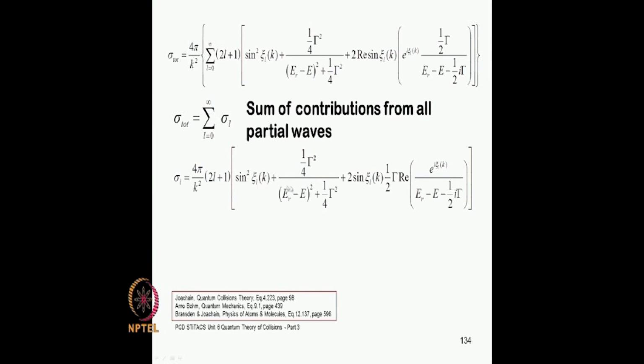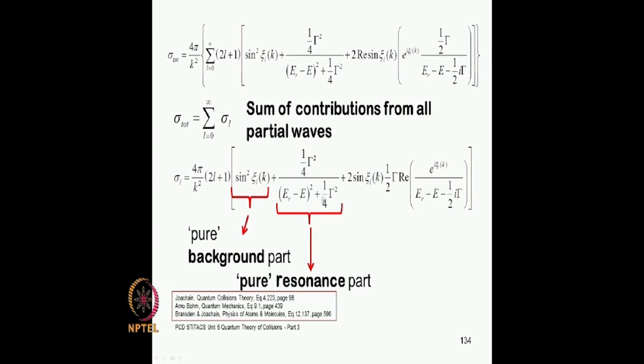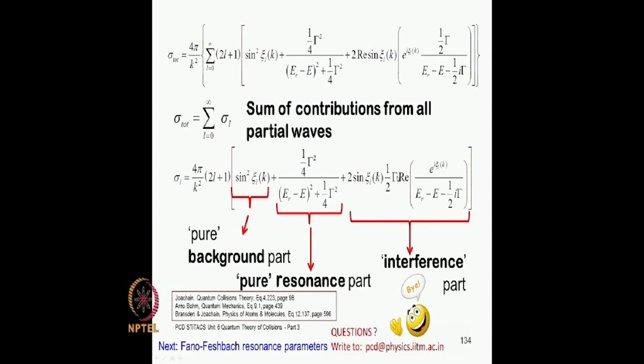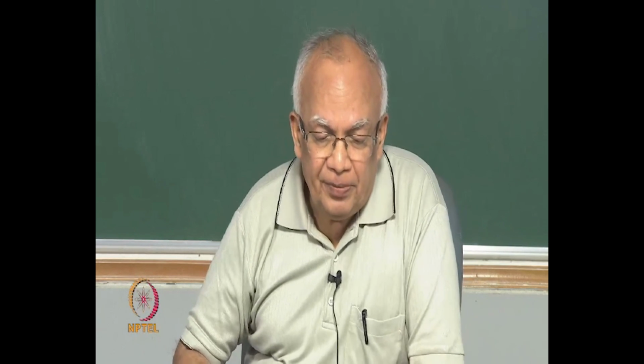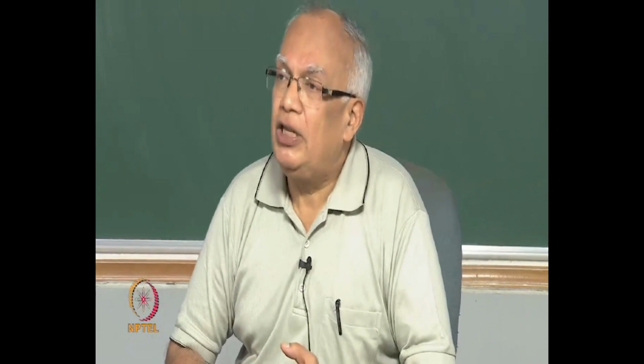So sigma L is given by this, of which this is the background part, this is the pure background. Then you have got the pure resonance part, this is what we call the pure Breit-Wigner part, and then there is an interference part, which is what gives us the Breit-Wigner extended formula, which includes the pure resonance part and the background. So in the next class we will discuss the Fano resonance parameters.